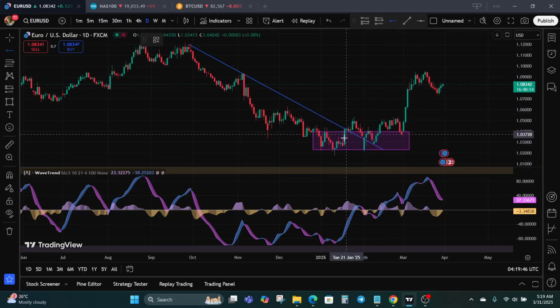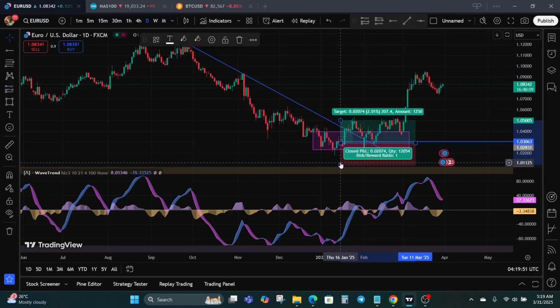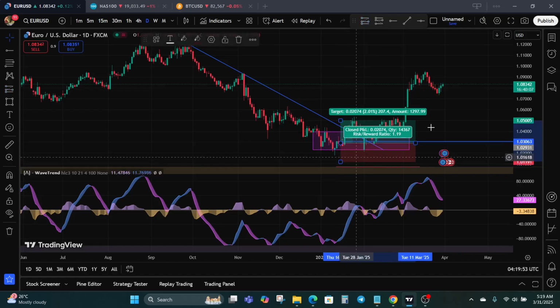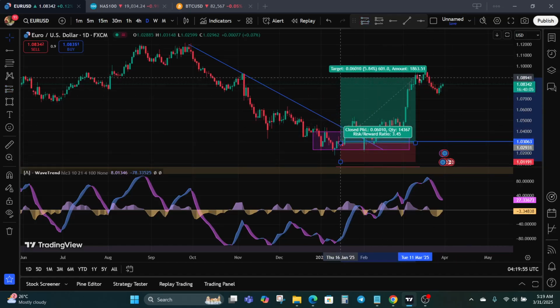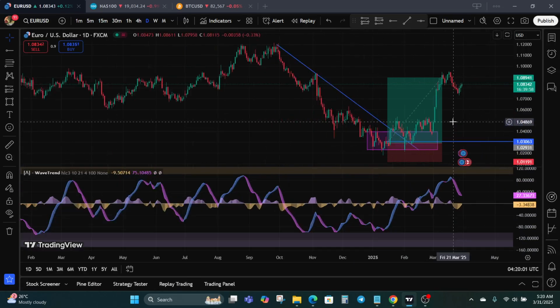If you had entered a buy around here, of course you should be setting your stop loss below the support zone, some pips below it, and then your take profit can be around resistance. So you can see that this was a valid signal that eventually turned out good.